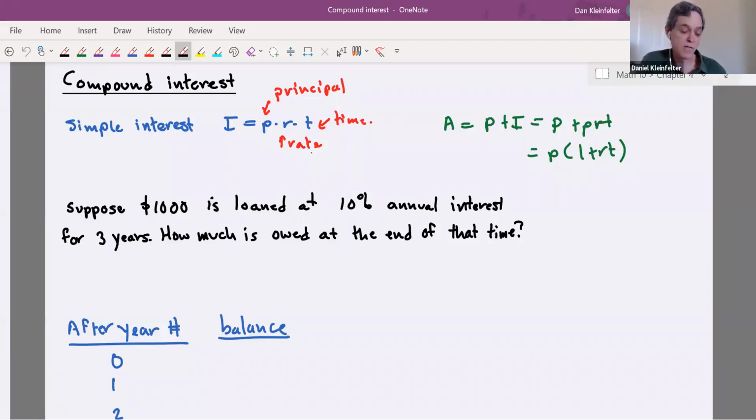Okay, time, how much time do you have the money for? If you're going to borrow $20 from your cousin for the weekend, then you're not going to pay as much interest as if you borrow the $20 for 6 months. Okay, so that's the other factor. And so to figure out simple interest, you just multiply the principal times rate times time.